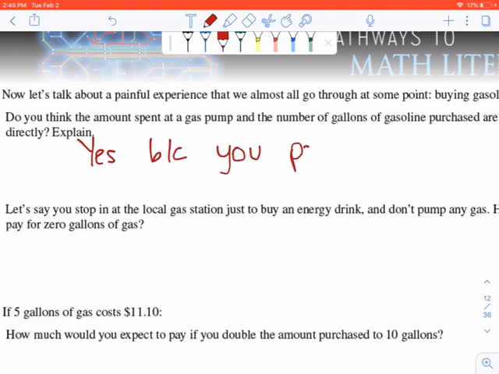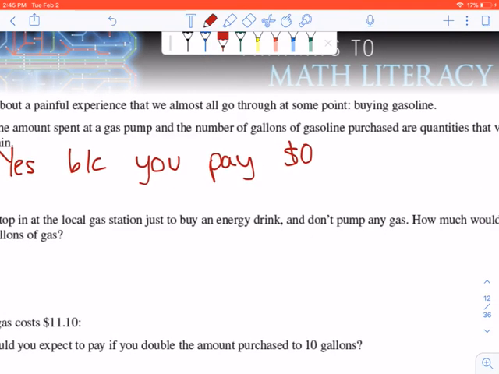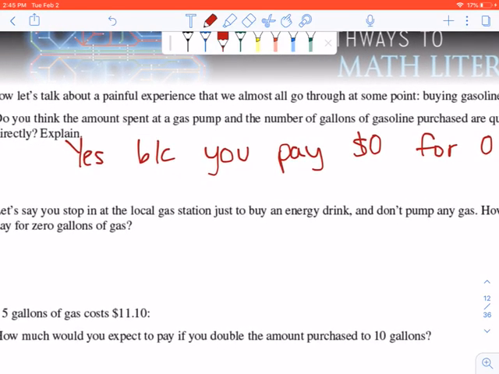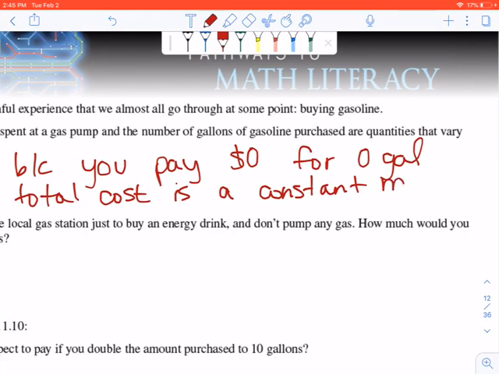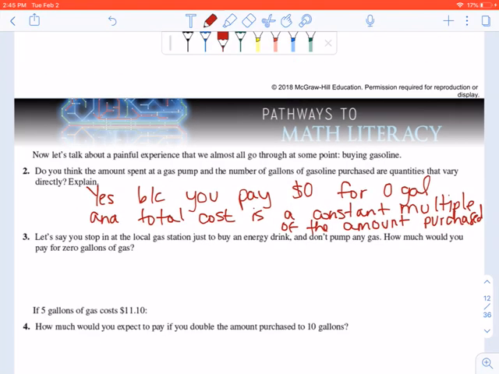because you pay $0 for 0 gallons, and the total cost is a constant multiple, like the price per gallon, of the amount purchased. Okay.